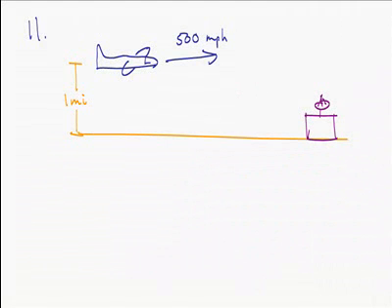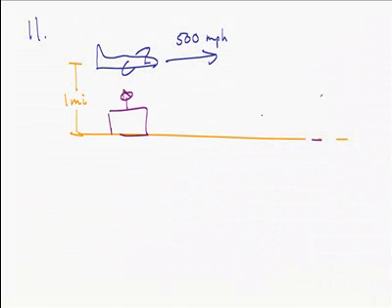Okay, so let's see. The plane flying horizontally, altitude of 1 mile, speed of 500 miles per hour, passes directly over a radar station. Let's go ahead and put our radar station over here first of all. So here's our radar station. Alright, let's take it out over here. We don't want it on there. Alright, so going at a rate of 500 miles per hour.